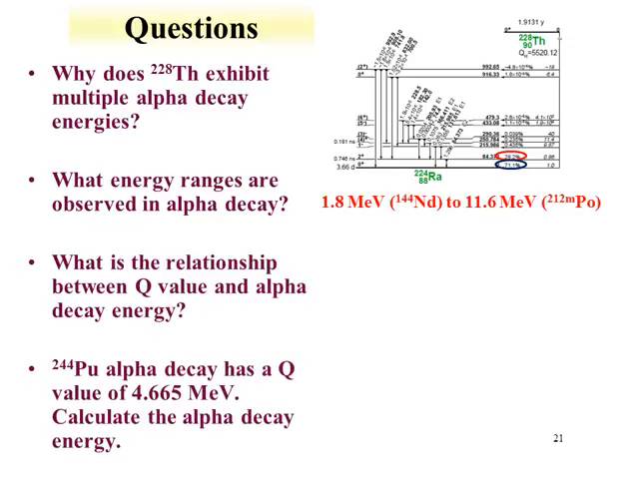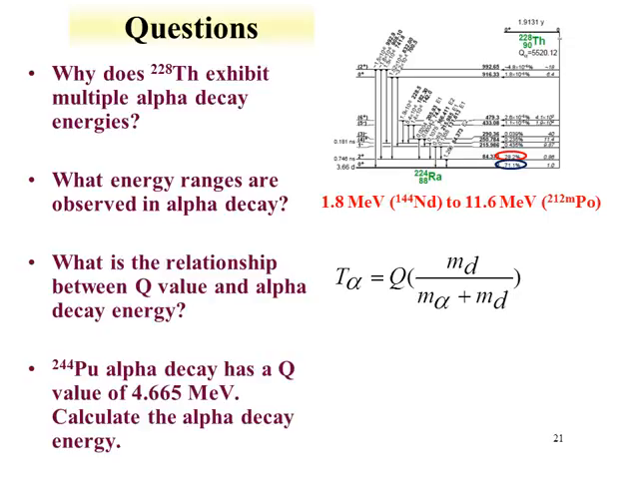What is the relationship between alpha decay energy and the Q value? Well, there's an equation. The Q value, that's the total energy of the decay, times the mass of the daughter divided by the mass of the daughter plus the mass of the alpha particle, is equal to the alpha decay energy. And this has to do with recoil. The daughter recoils one way and the alpha particle goes another route. So you can use this equation to use the Q value to determine an alpha decay energy.